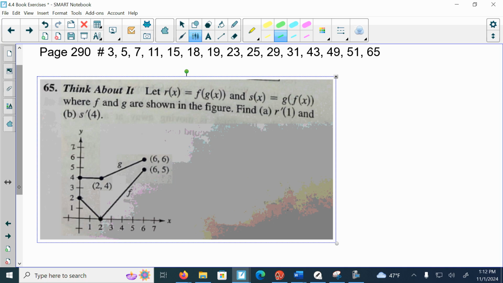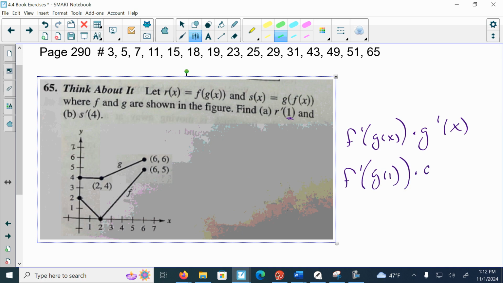So my innermost function, it's the derivative of f at g of x times the derivative of g of x. So when I look here, this one is going to be for 1. So remember, g of 1, just g of 1, is I go to 1, I look here, and I see that g of 1 is 4.